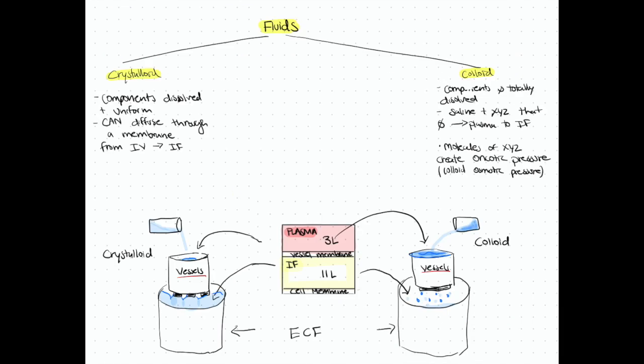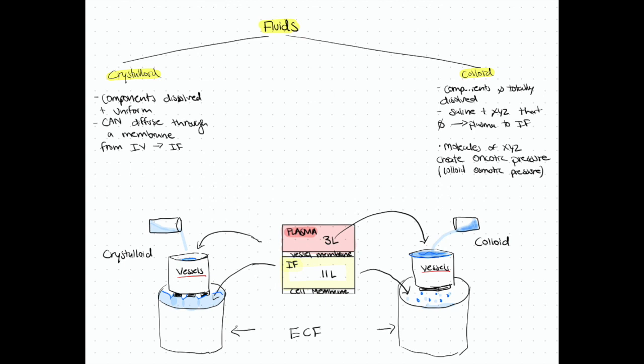Okay, so now we've decided we need fluids, we've assessed the blood volume, we know what the fluids are going to manipulate. Let's talk crystalloids and colloids. This is the meat. Let's start by defining these terms. A crystalloid is a solution where the components are uniformly dissolved throughout. More importantly, these components can diffuse through a membrane.